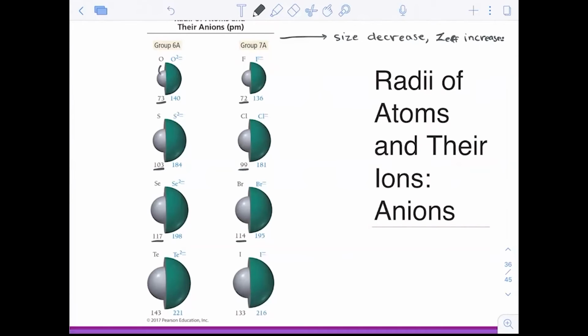Now again, looking at the relationship between an anion and its parent, anions will always be larger than their parent. And that's because, again, we're putting more electrons in the outermost shell, taking up more space, having to share that Z effective a little bit more. Their parent being the neutral element. Excellent.